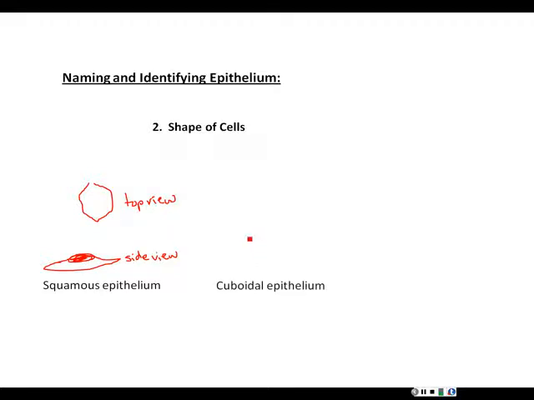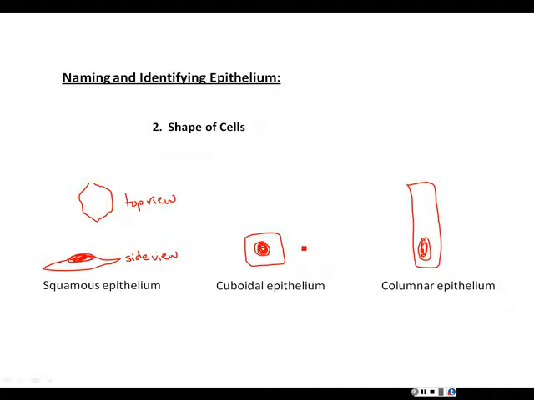Cuboidal cells are shaped like a cube. They're about as wide as they are tall. And the nucleus sits right in the center of the cell. The third shape you can have are columnar cells. Columnar cells are, of course, shaped like columns. They're taller than they are wide. Sometimes it's not easy to tell if you're looking at cuboidal or columnar, so look for the nucleus. In columnar epithelium, the nucleus often sits closer to the basal side of the cell, whereas in cuboidal, it's usually in the center. In stratified epithelium, the epithelium is named according to the shape of the apical layer of cells. Let's look at some examples.